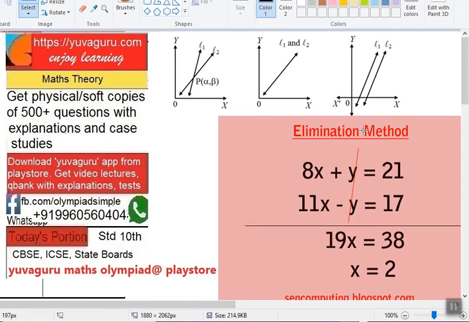This second is the elimination method. Now elimination means what? You have to eliminate something. So eliminate how? See these two equations: 8x plus y equals 21, 11x minus y equals 7. Now if you add these two, this y gets eliminated. What remains? Only this x and this constant. Okay, so this is known as elimination.